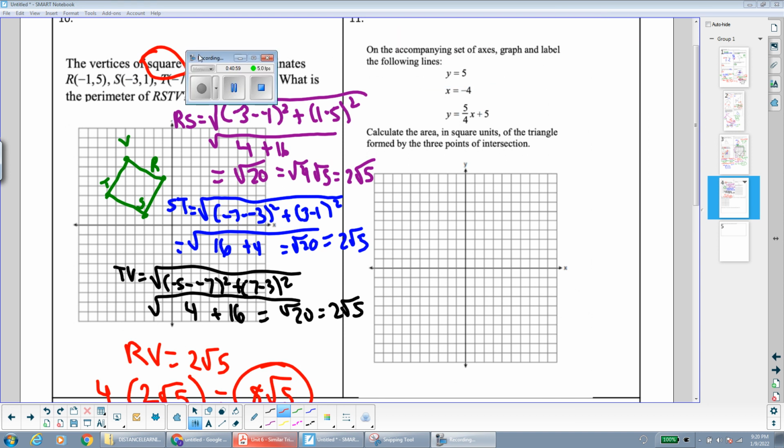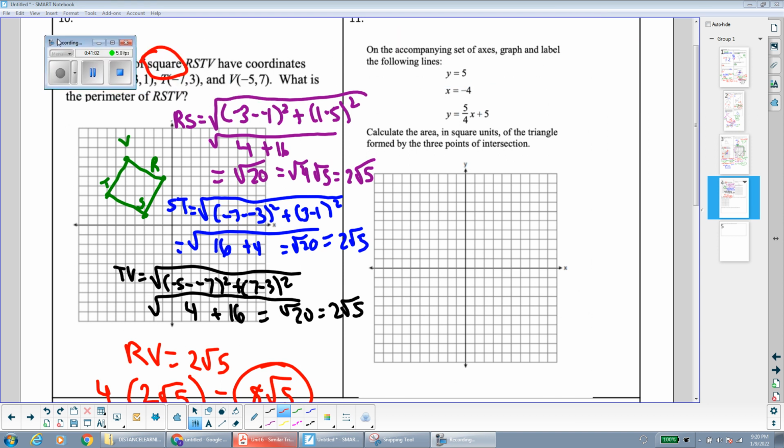Okay, so the next one is asking us to find the area of the triangle formed by the 3 points of intersection of the lines here. So let me do this one with you guys, all the graphing and everything, even though it's going to make the video take a long time, doesn't really matter. If we're graphing the line y equals 5, that's going to be a horizontal line, and it's going to include all the points that have a y coordinate of 5. There we go. That's the line y equals 5.